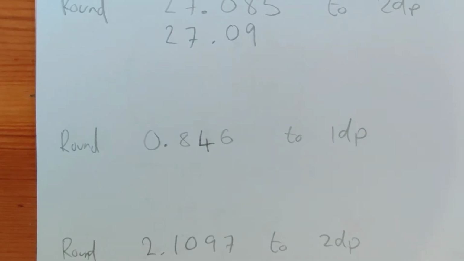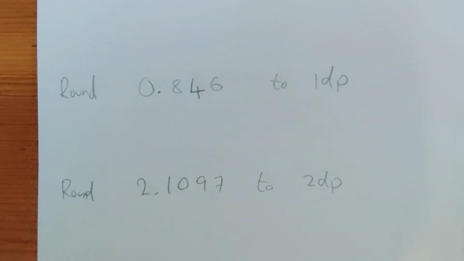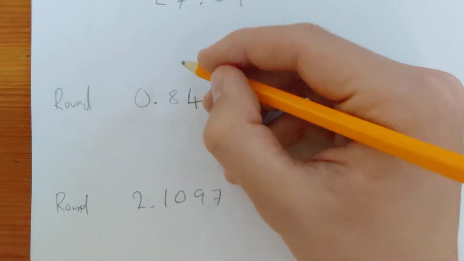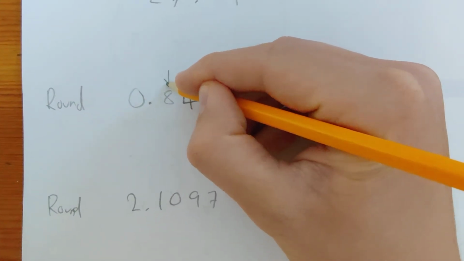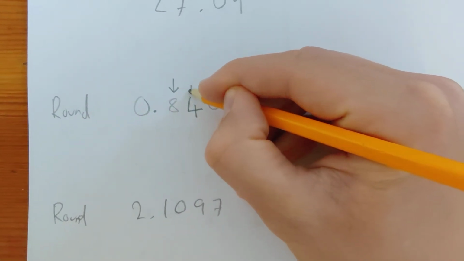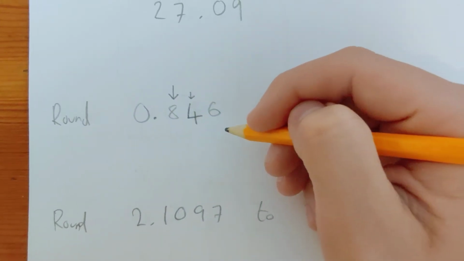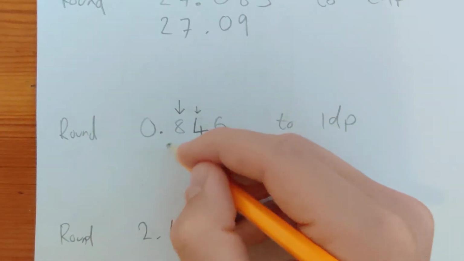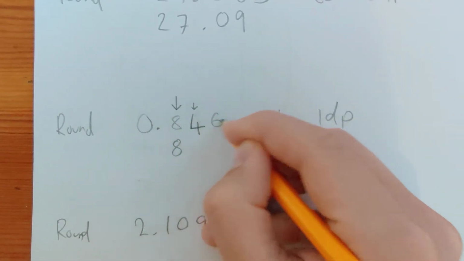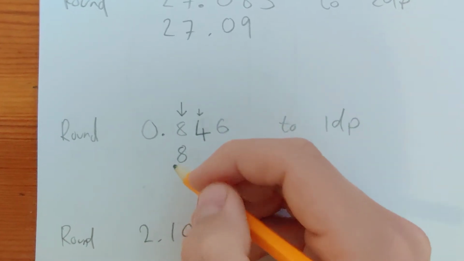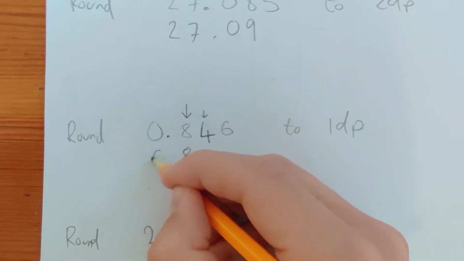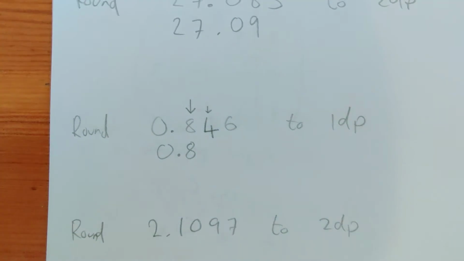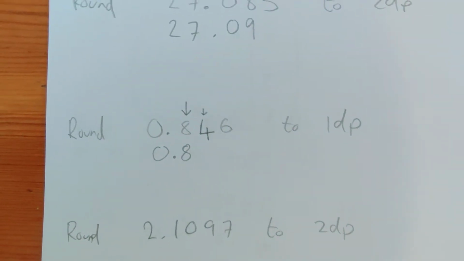Next one is 0.846 to 1 decimal place. Well, on this one, the first decimal place is the 8. The decider is the 4. Don't need to worry about any of the other numbers. The decider is a 4, that means the 8 is going to stay the same. This all gets rounded off, and nothing needs to happen to the 0. So to 1 decimal place, it's 0.8.